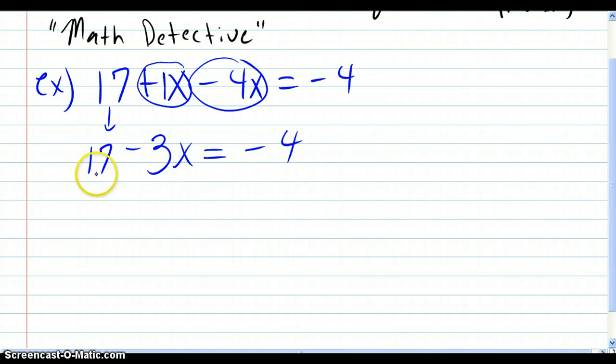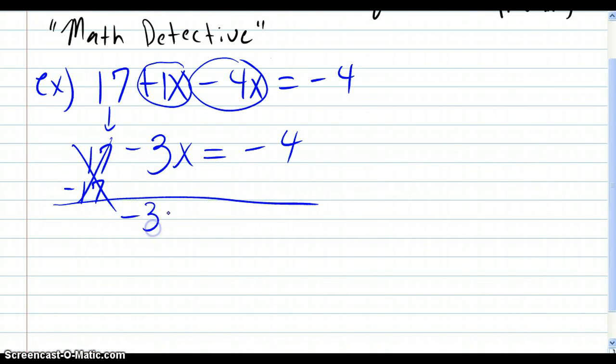Take the 17 to the other side. You cannot put plus 17 because 17 plus 17 is 34. 17 minus 17 cancels, which is good. Negative 3x equals minus 17 over here, forgot. Negative 4 minus 17 is a negative 21.